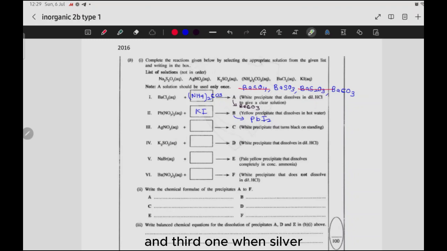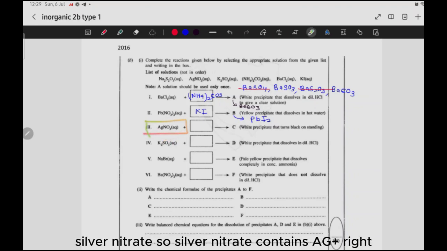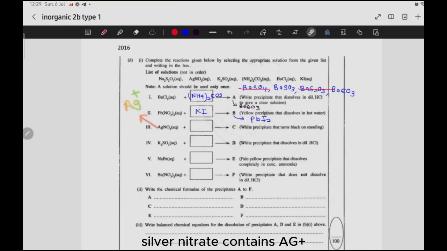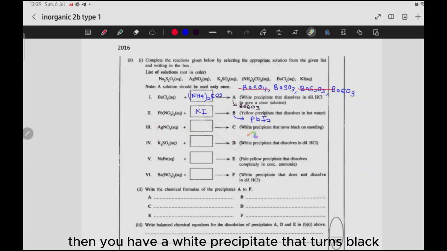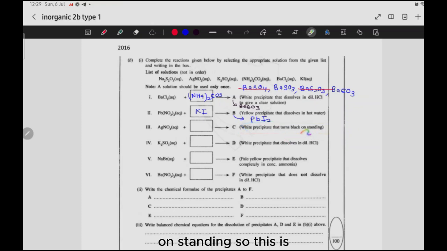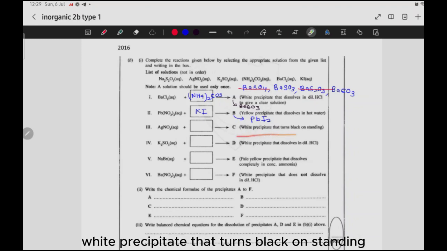And third one, when silver nitrate, so silver nitrate contains Ag+, right? Now quickly go to the Ag+ note, right? Then you have a white precipitate that turns black on standing. So this is what I highlighted, right? Black on standing, or what it turns black on standing, right? White precipitate that turns black on standing.